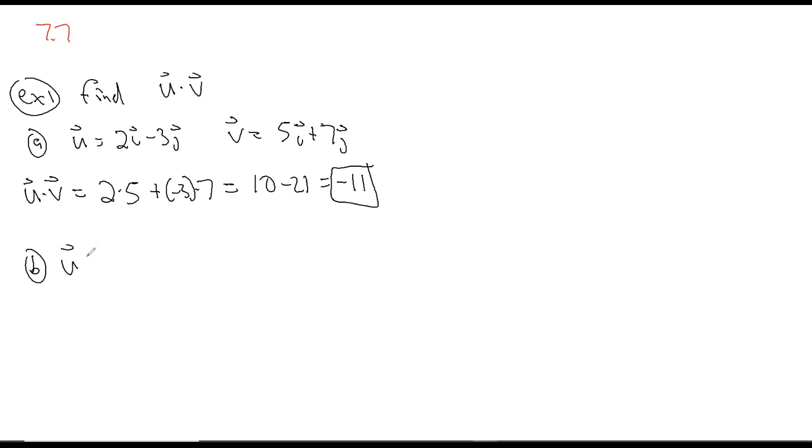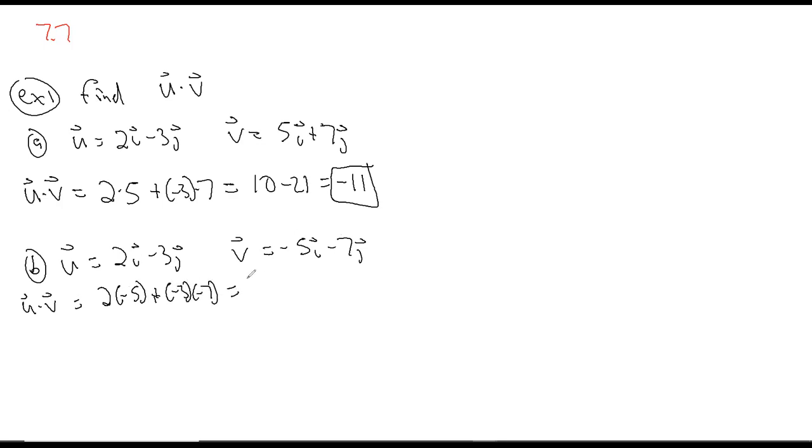Let's have u be the same, 2i minus 3j. And v, let's have this be negative 5i minus 7j. I might do a third one actually. So u dot v. Multiplying the x components, that's 2 times negative 5, plus multiply the y components, that's negative 3 times negative 7. 2 times negative 5 is negative 10. Negative 3 times negative 7 is a positive 21. And negative 10 plus 21 is positive 11.